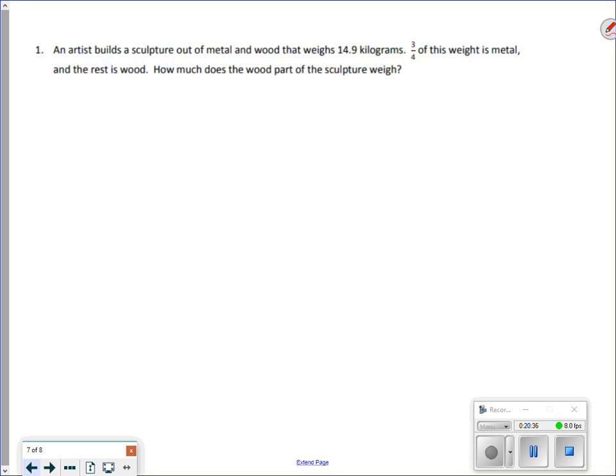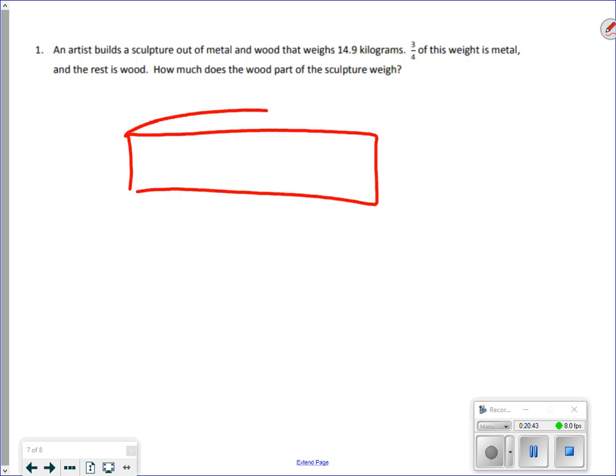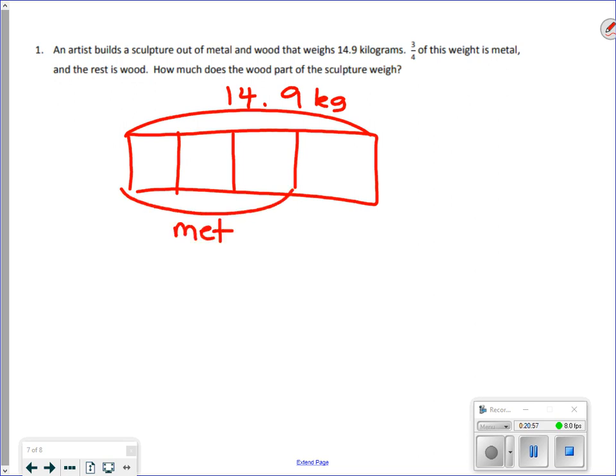An artist builds a sculpture out of metal and wood. So it's got metal and wood. It weighs a total of 14 9/10 kilograms. So we've got 4 units. 3/4 is metal, and the rest is wood. How much does the wood part of the sculpture weigh?